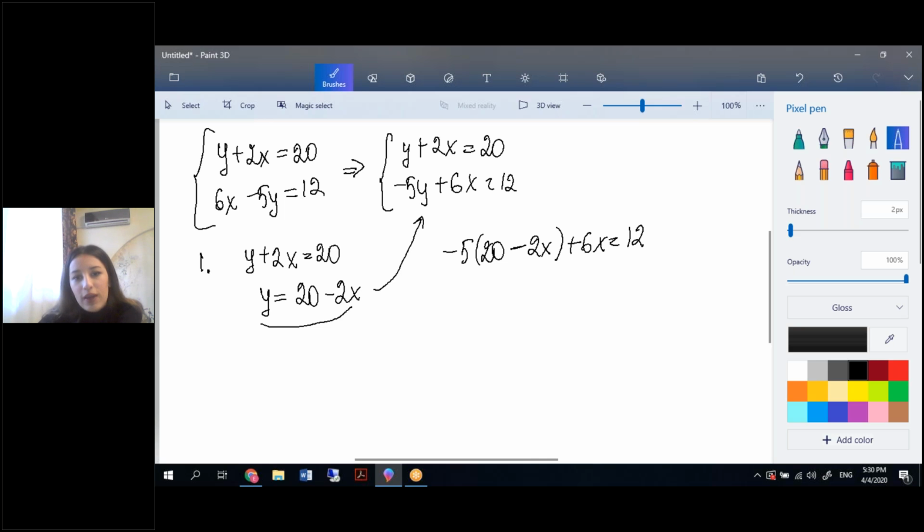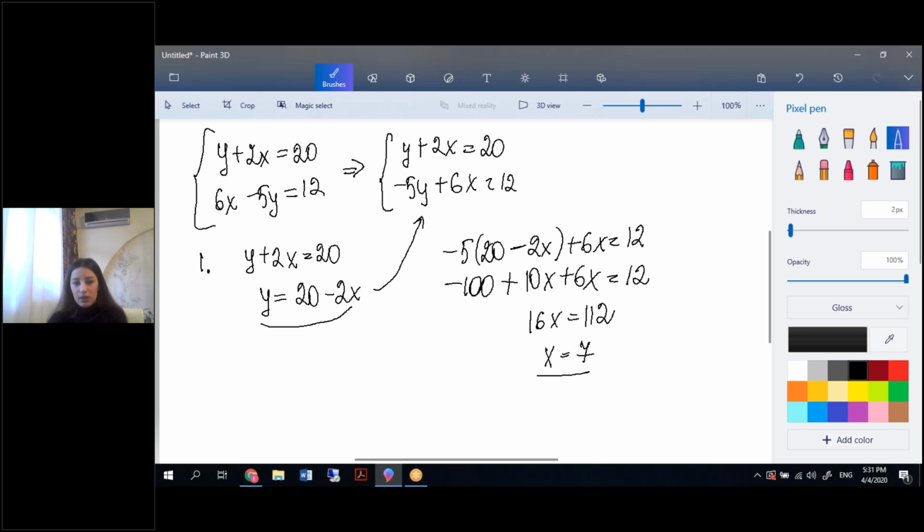Now in this equation we have only one unknown, which is x, so we can easily find it. Minus 100 plus 10x plus 6x equals 12. 16x equals 112. So from here x equals 7.